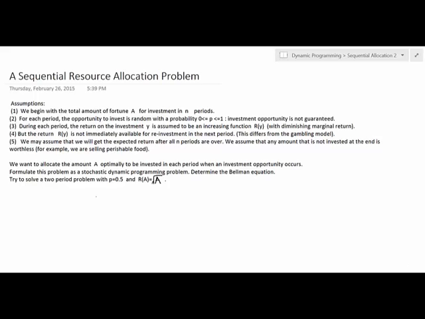So let's first write this down. We have an uncertainty here, a discrete random variable, and this is called the opportunity to invest. It's uncertain, and it's going to be either 0 or 1. The probability for 1 is going to be p. So that's the difference; we can introduce the uncertainty here.